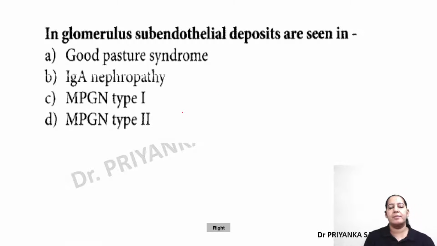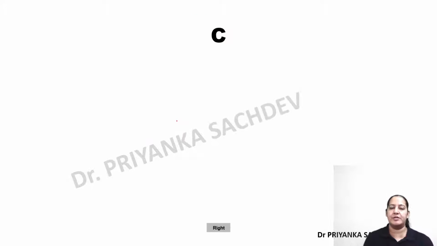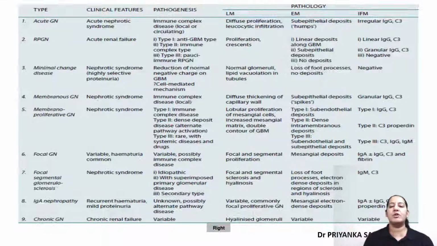Okay, this is a repeat one. You tell me, subendothelial deposit is present in only one glomerulonephritis. Can you tell me, Sachin, Siddhika, the name of that? What is the correct answer here? Who will tell me the correct answer? Yes. So the correct answer is type 1 RPGN. Type 1 RPGN, it is the subendothelial deposit. So the correct answer is C, right? So in this way, based on deposits, many questions can come. Till now, we have seen many types of glomerulonephritis.